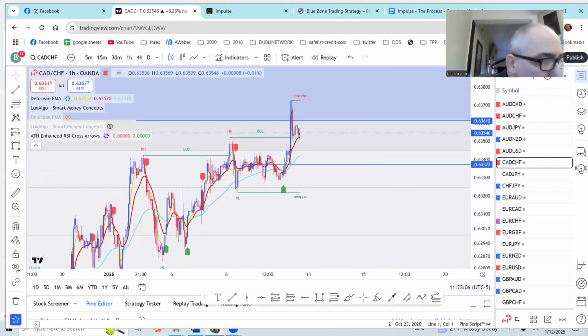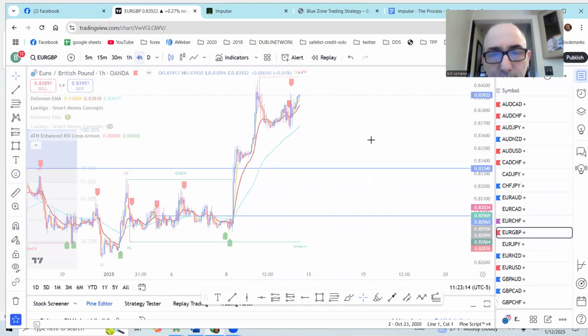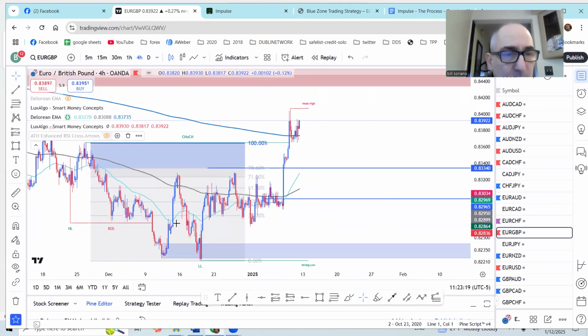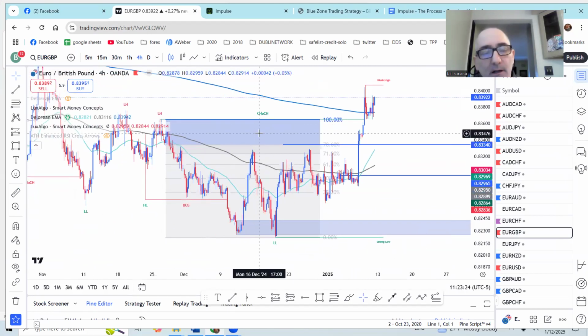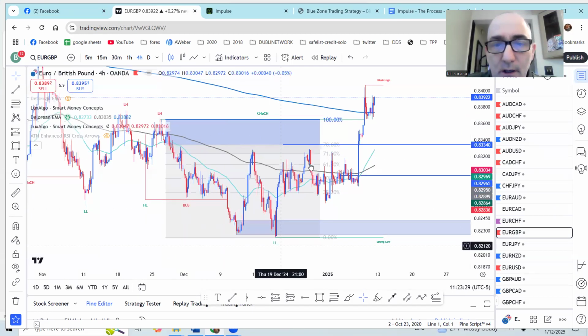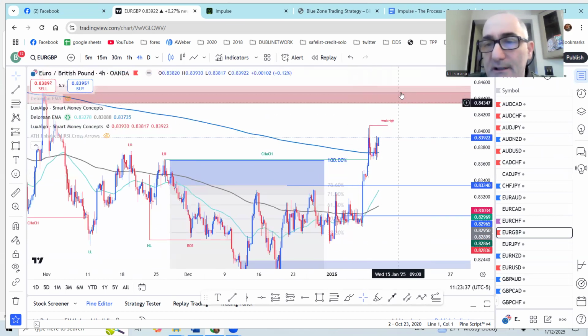Okay, so let's look at another pair here, EUR-GBP, right? So again, back to the 4-hour, we can see here the price came up, right? We did have an order block in this area here. So that's why we drew our fib from that high down to this low. But what happened is once price came through here, it invalidated that, and the order block disappeared. And now we see another order block a little bit higher up. Okay. So the first order block disappears.